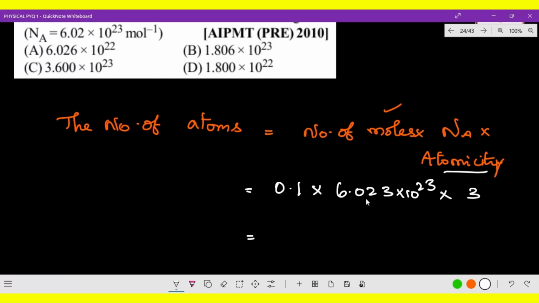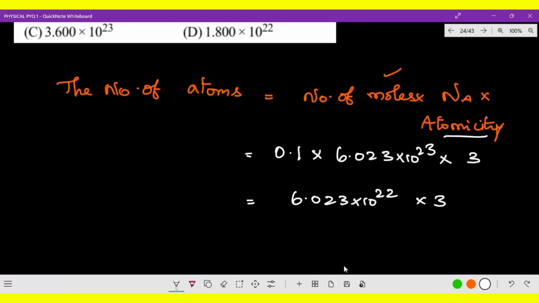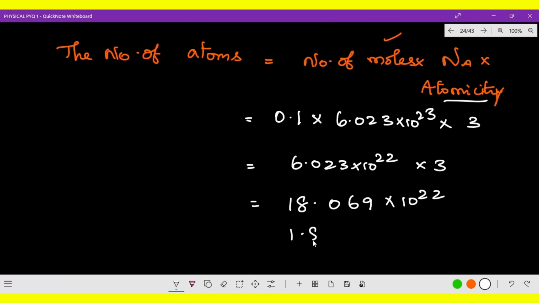So when you calculate it, 0.1 into 6.023 into 10 to the power of 23, you'll be getting 6.023 into 10 to the power of 22, into 3. So 3 ones are 3, directly we can go for the answer. 3 sixes are 18, so you will get 18.069 into 10 to the power of 22. But let me write this also as 1.8069 into 10 to the power of 23. Can we write it in this way also?